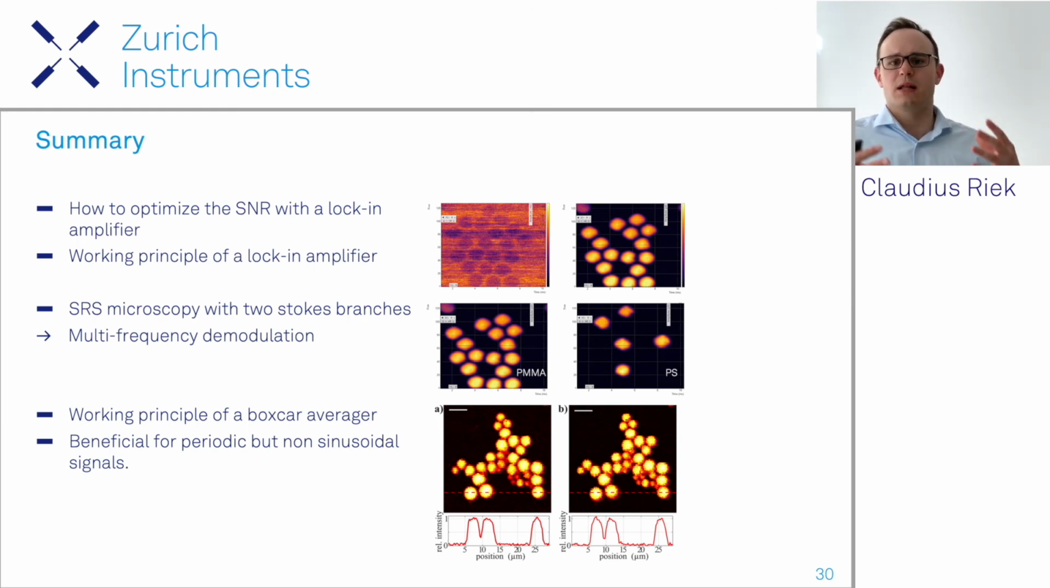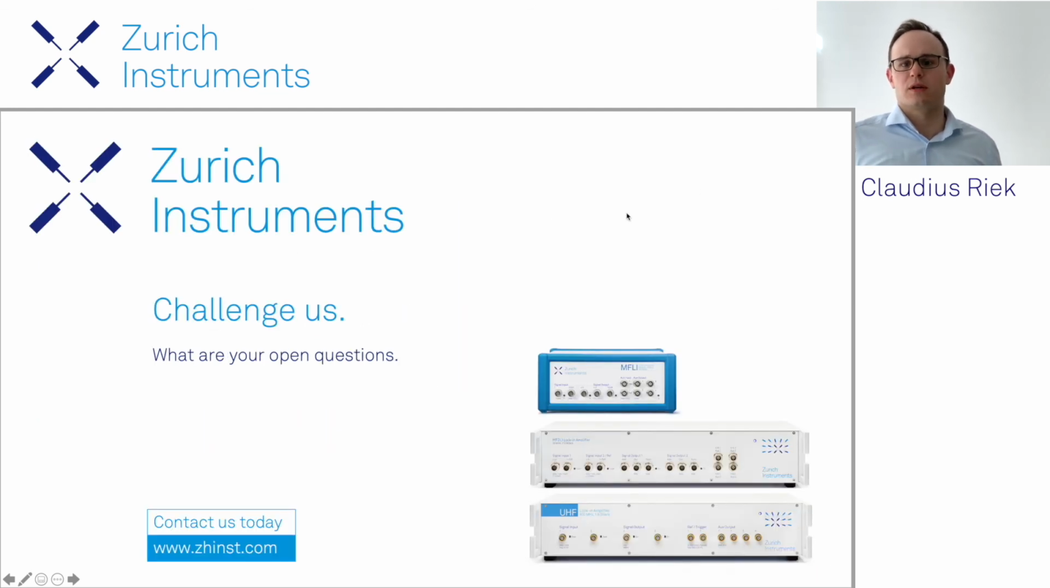we looked at how multi-frequency demodulation can work, and how this can be really beneficial, for example, for things like SRS microscopy with 2 Stokes branches, because you can capture 2 images simultaneously with a minimum of interference between them. And we also looked into the working principle of a boxcar averager, and why this can be very beneficial for periodic but non-sinusoidal signals, as you would have them, for example, in pump probe measurements. And finally we also solved the mystery why we have those holes in the image.